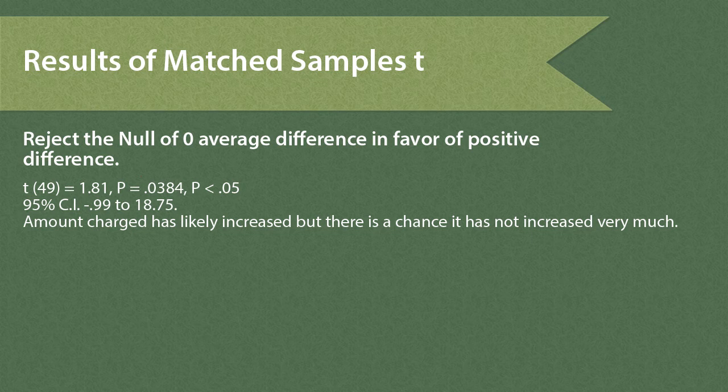However, we did again see that the 95% confidence interval gave us a slightly different picture. The 95% CI went from negative 99 cents to positive $18.75. Which allowed us to conclude that the amount charged has likely increased, but there is a chance it has not increased very much, if at all.